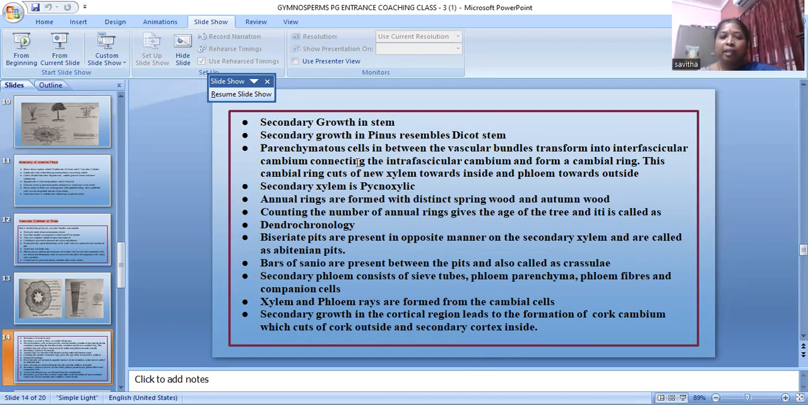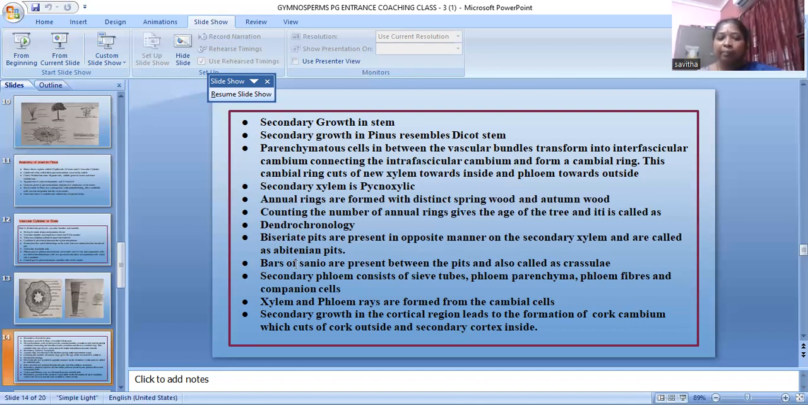So it resembles the dicot stem, where interfascicular cambium forms between and connects the intrafascicular cambium, forming a continuous cambial ring, which cuts off new xylem towards the inside and phloem towards the outside. Here the xylem formed is pycnoxylic in nature. You will see that annual rings are formed, which help in counting the age of the Pinus tree, which is called dendrochronology. To know the age of the plant by counting the annual rings is called dendrochronology.